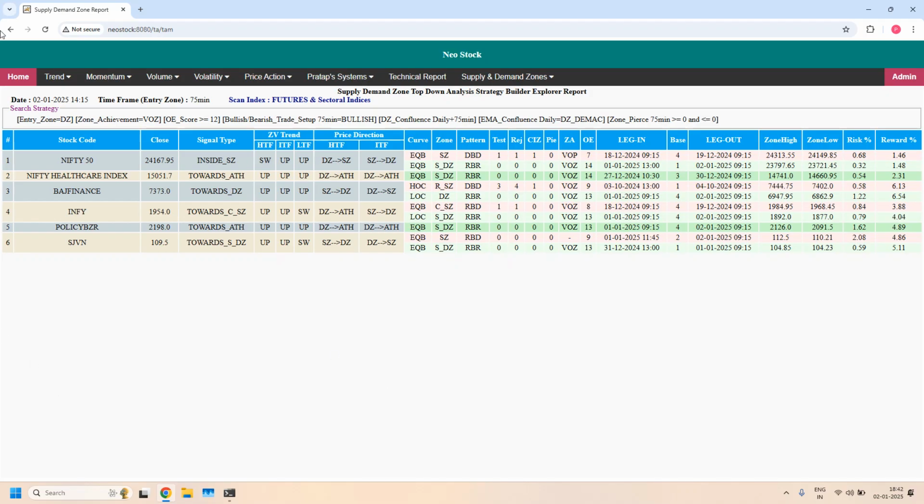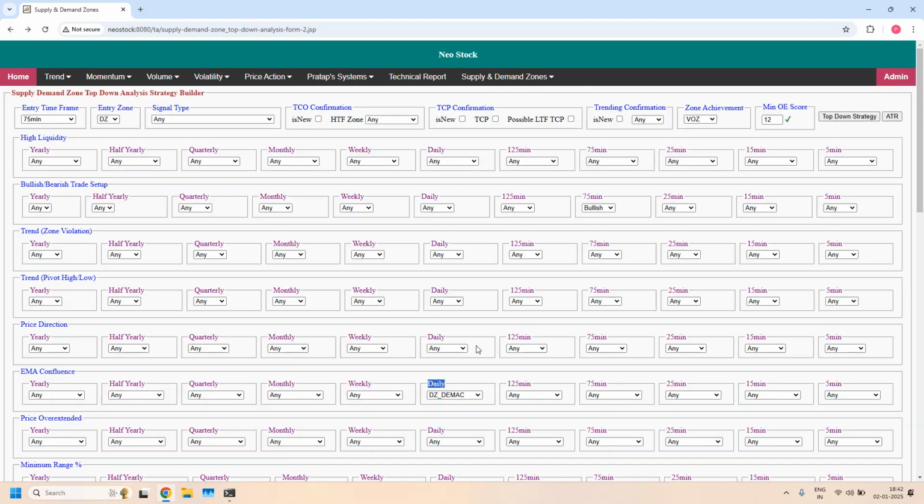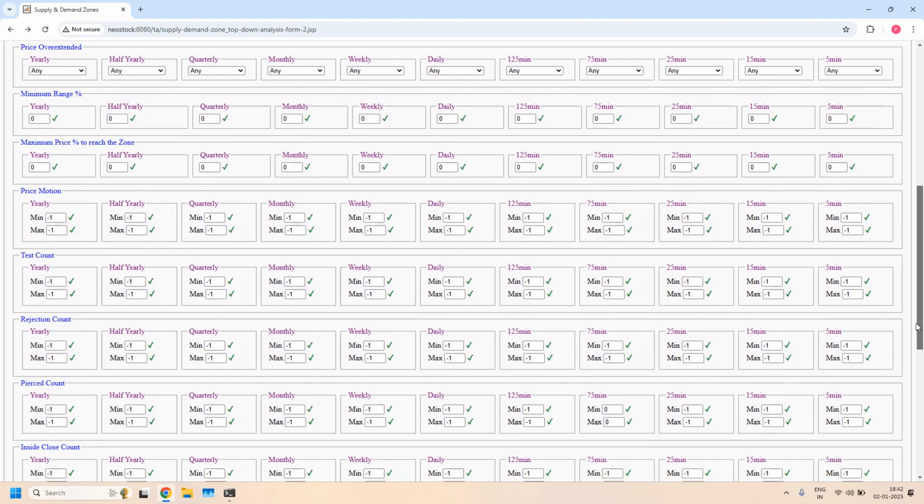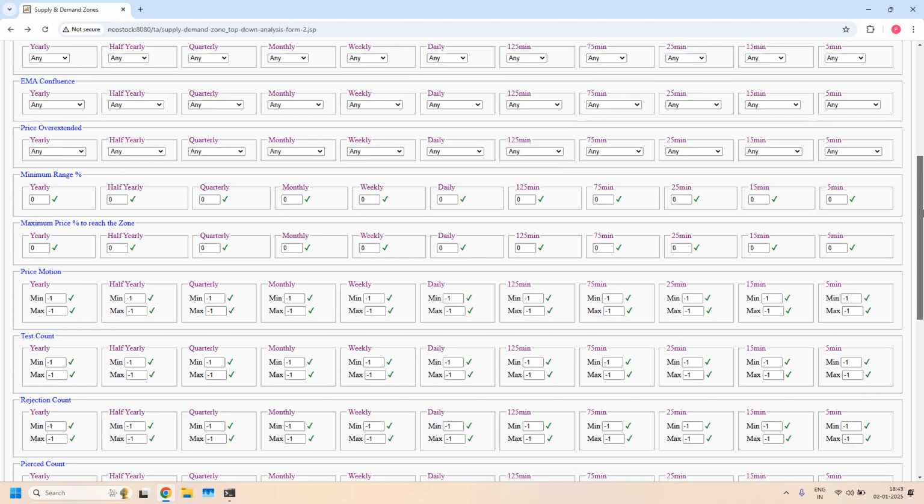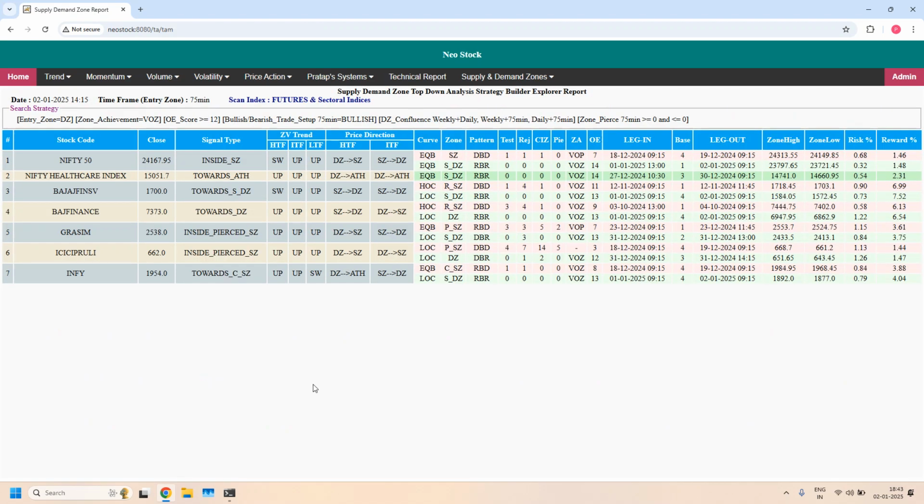Next, let us filter based on LTF, ITF and HTF zone confluence. I removed EMA filter. In the demand zone confluence, 3 filters we have to set. First filter is already enabled. Second filter 75 minutes demand zone with weekly demand zone confluence. Third filter daily demand zone with weekly demand zone confluence. With all these 3 filters, LTF, ITF, HTF confluence, we got 7 stocks.